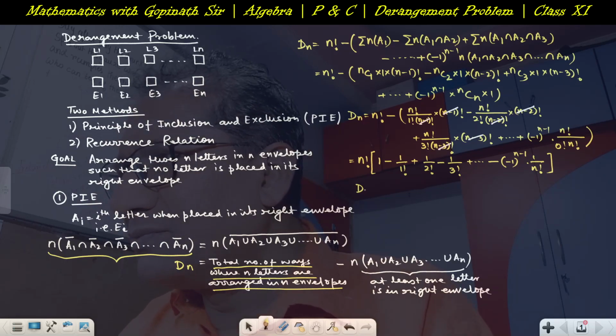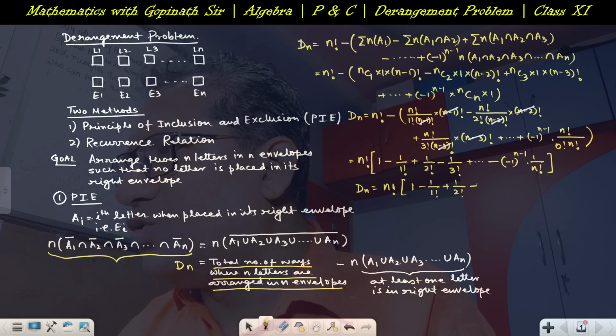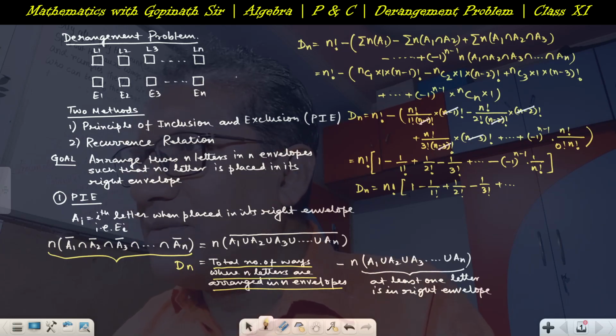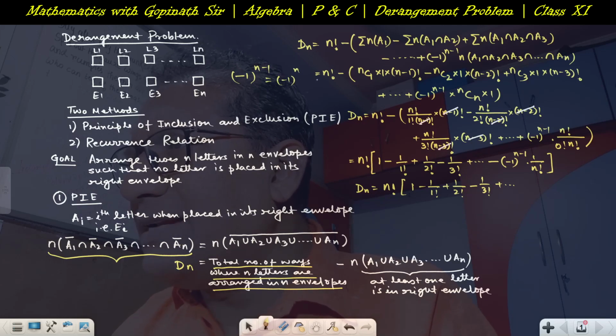Now, factorial n, 1 minus 1 by factorial 1 plus 1 by factorial 2 minus 1 by factorial 3. This thing goes on. Now, you see, minus 1 to the power n minus 1 can be written as minus 1 whole to the power n into minus 1 to the power minus 1. And this thing actually gives us minus 1.